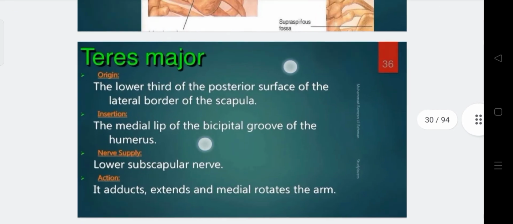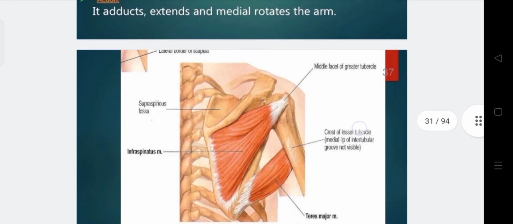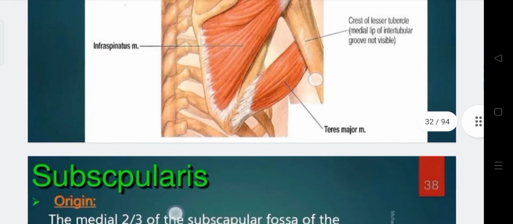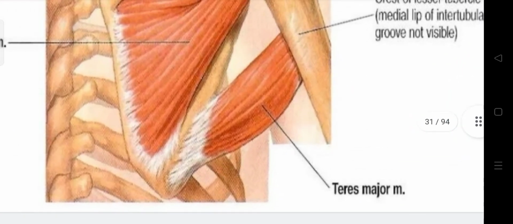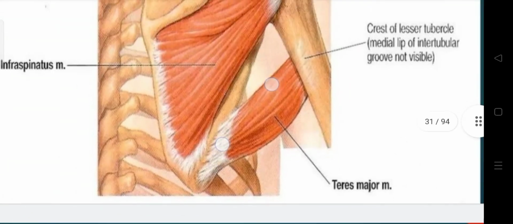The other is the teres major muscle. It arises from the lower third of the posterior surface of the lateral border of the scapula and is inserted into the bicipital groove of the humerus. It's supplied by the lower subscapular nerve. It adducts, extends, and medially rotates the arm. In the close-up view, this is the teres major muscle. You can clearly see the origin and the insertion of the muscle. This is the close-up view.